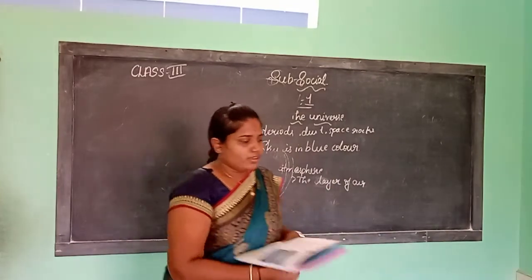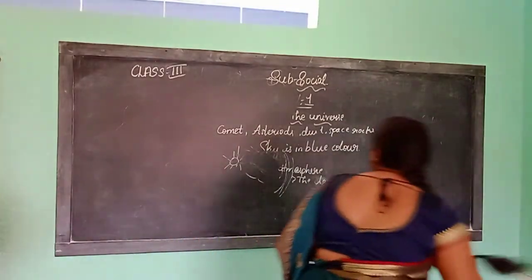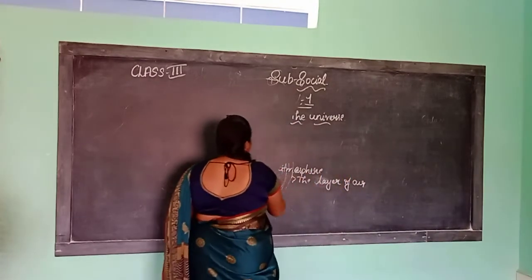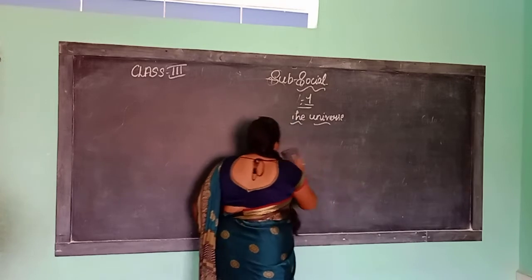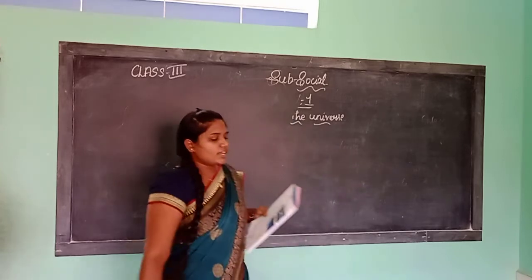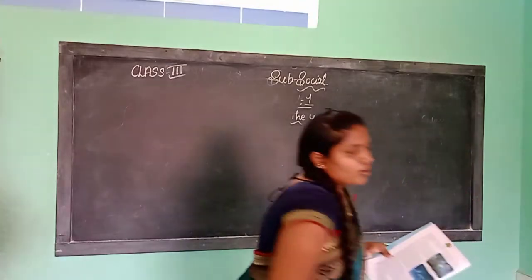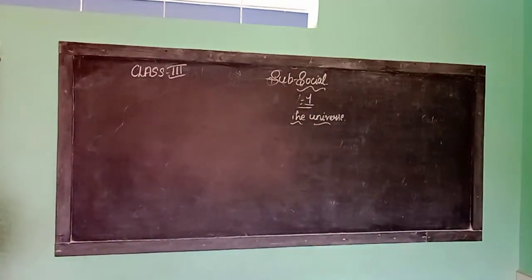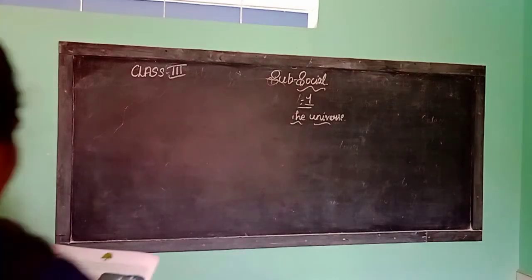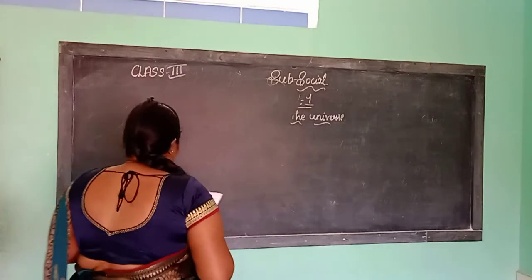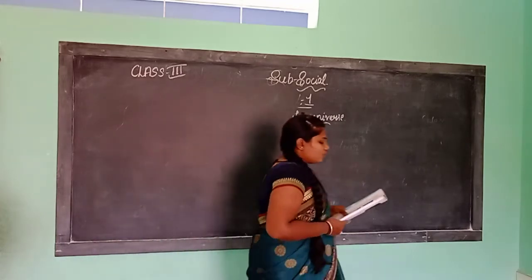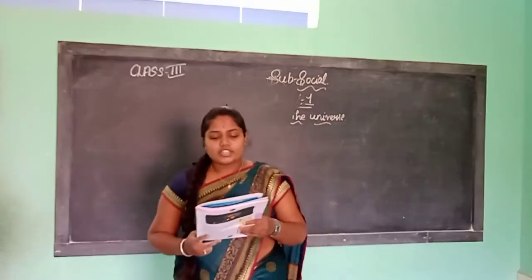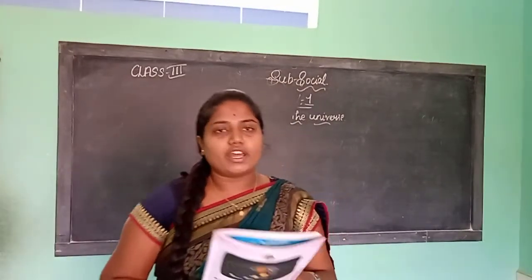Next, the stars. In the starting of the lesson we thought about stars. We can see the stars only at night time. In the night, when you look up at the sky, you notice millions of stars twinkling and shining. These twinkling objects are known as stars.